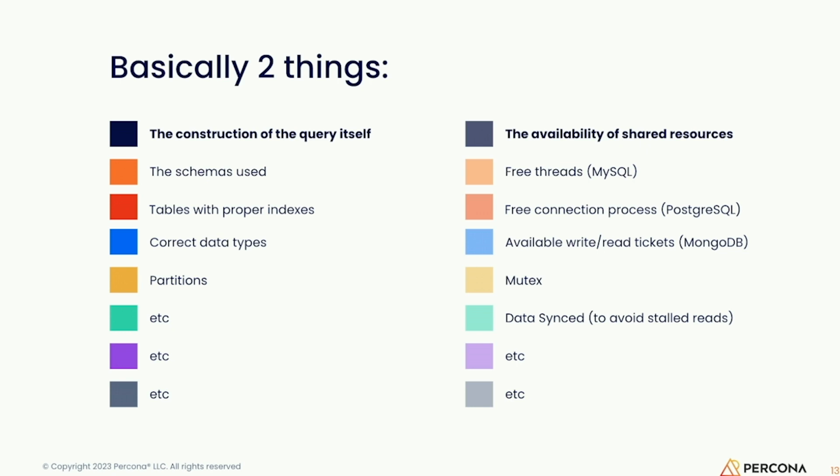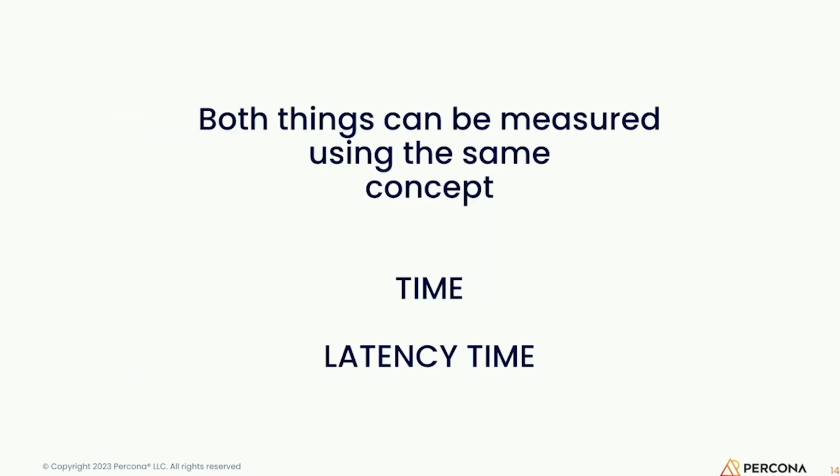So the query not only has to fetch some data, but also has to fight for resources that are shared. If you're on MySQL, free threads. If you're on Postgres, free processes or availability of connection processes. If you're on Mongo, availability of tickets for write and read. Everything related to shared access, like mutexes, data synchronization when you're using distributed data, to avoid reading all the data, et cetera, et cetera. So these two things can be measured using the same concept, right?